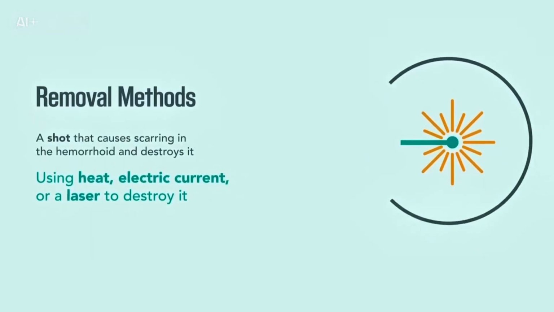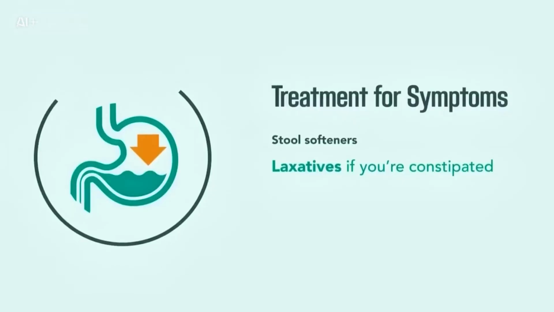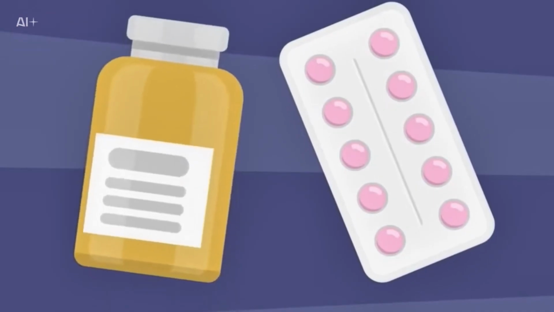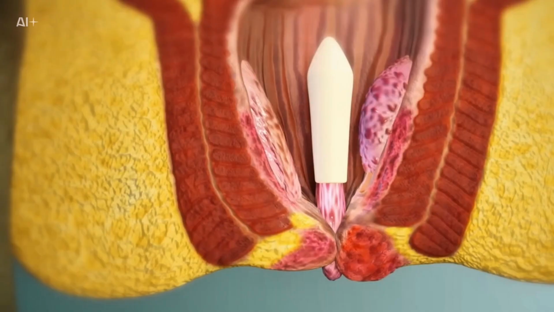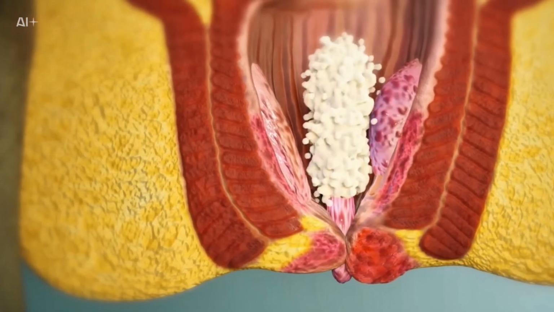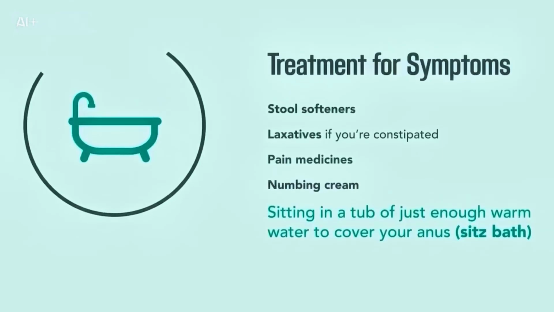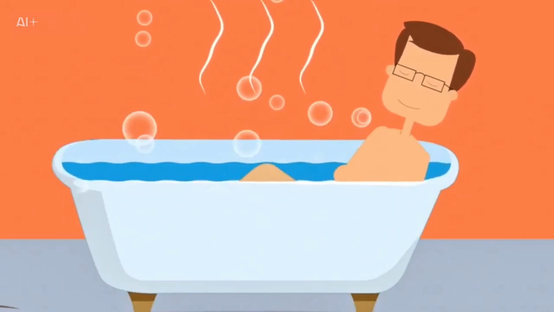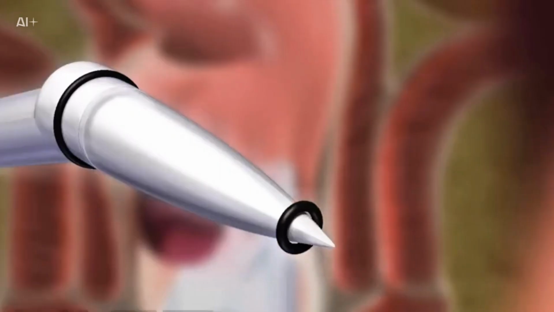And we have 4 methods to treat hemorrhoids. The first method is using medications like laxatives and pain relievers, whether they are pills or creams, applied inside the anus. We ask the patient to sit in a warm water bath for 15 minutes and repeat it 4 times a day. The second method is using a rubber band.